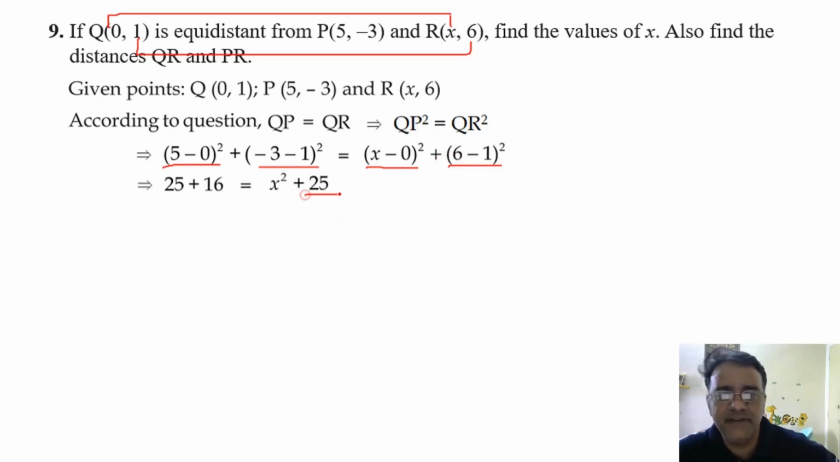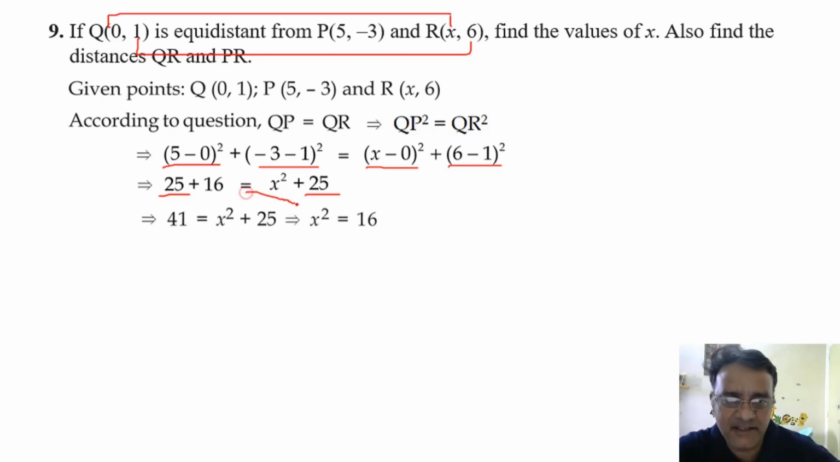So this 25 and this 25 we can eliminate. So what are we going to get? x square is equal to 16. Right. So ये step direct लिख सकते थे हम लोग. Otherwise what you can do, you can add and subtract 25, then also you'll get 16. Okay. So what is the final value of x? Plus minus 4. Plus minus 4. Because coordinate negative हो सकता है.